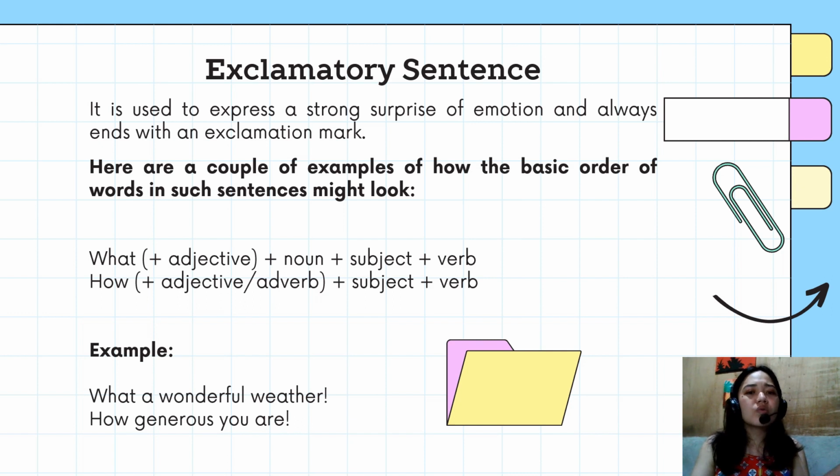When we talk about exclamatory sentences, these are great tools for helping your story become even more vivid, or to make you more descriptive by delivering the right emotions to the reader.